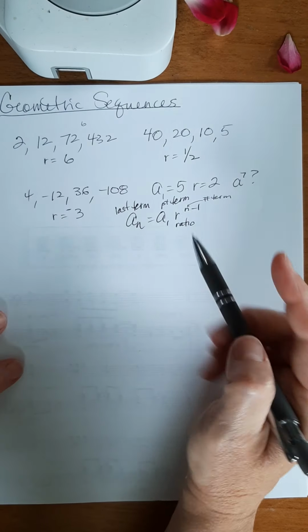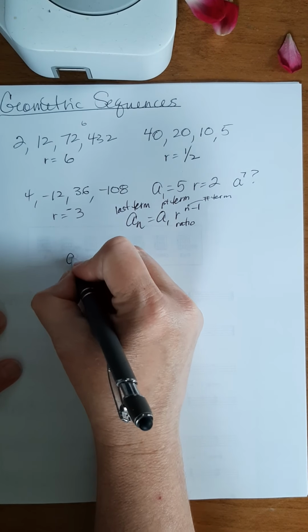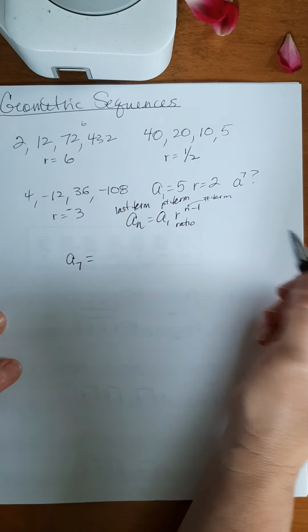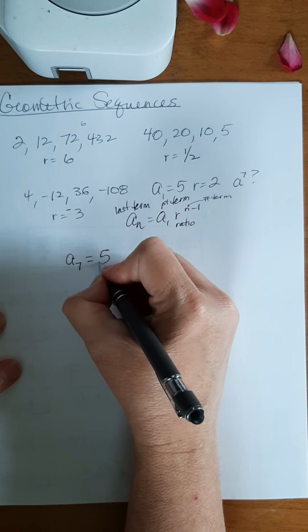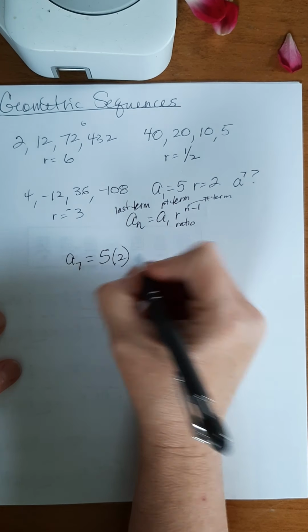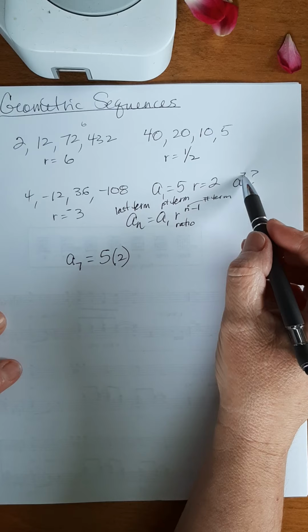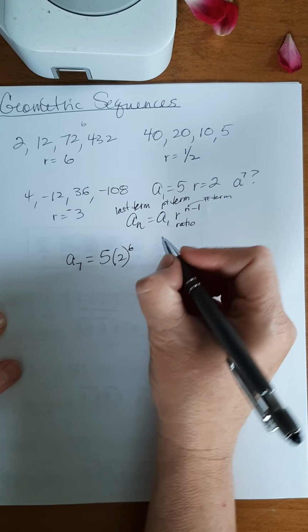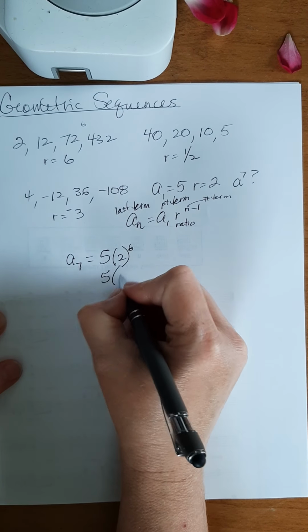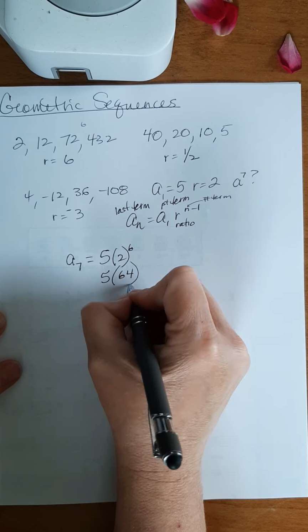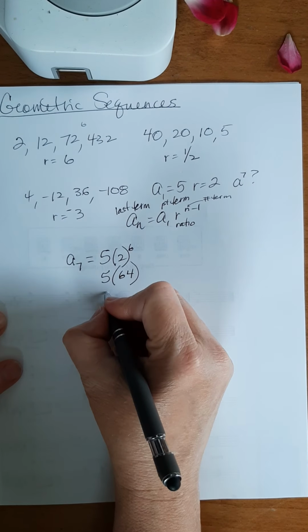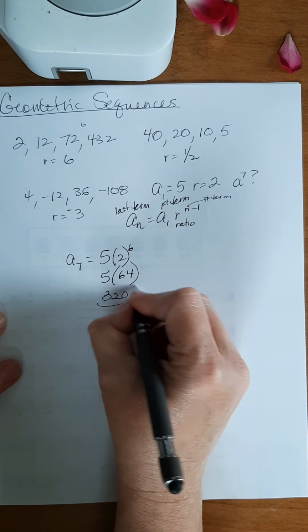So if you wanted to find the 7th term, it equals first term, which is 5, ratio is 2 to the 7 minus 1, or 6th power. So 5 times 64, 320.